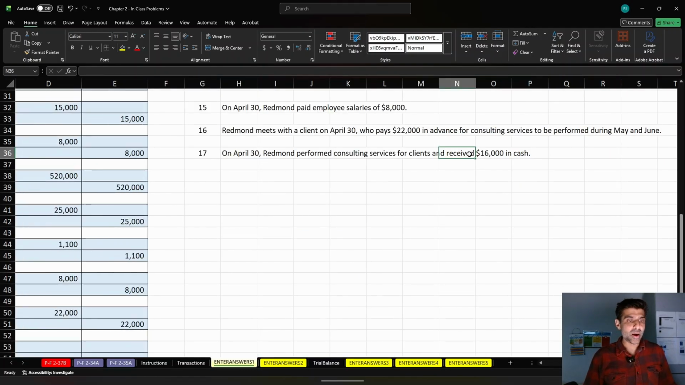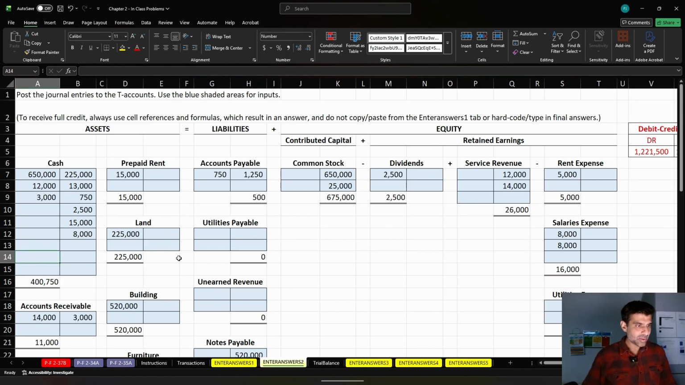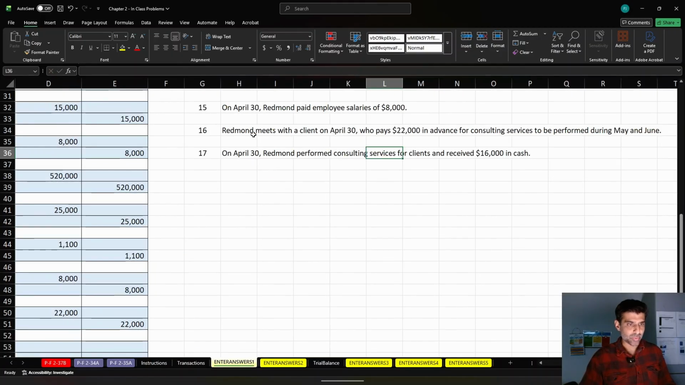Okay, so the last one. Actually, did I post this? Probably not. So cash, I'm going to debit 22,000. And then I'm going to go to unearned revenue, credit 22,000.